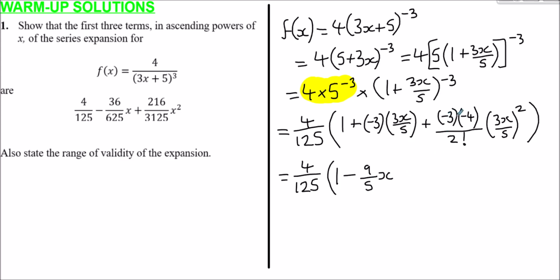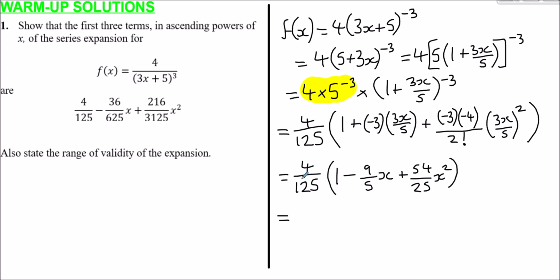This here, minus 3 times minus 4 is 12. 12 over 2 is 6. Again, check with the calculator if you want to. So it's 6 multiplied by 3 squared, which is 9, over 5 squared, which is 25. So it's 6 times 9 over 25. 6 times 9 is 54. So write this as plus 54 over 25 x squared.